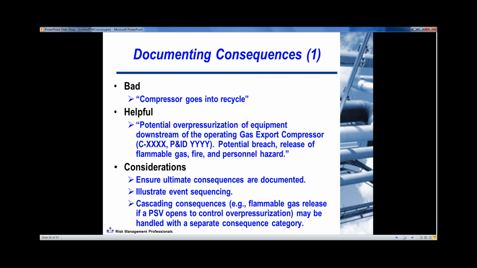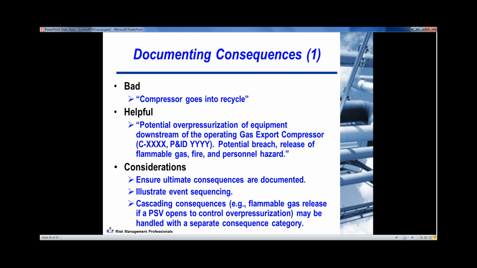So you want to drill down into how bad it can get, identifying the fact that if something has occurred to cause it to go into recycle, maybe it's an overpressurization concern. Identifying the specific piece of equipment, tag numbers, and P&ID references is also very helpful during the definition of the consequence, taking it to its extreme. Now, you don't have to go beyond the realms of physics. If the laws of physics prevent you from achieving a consequence, usually you can take credit for those. It's the active safeguards that you don't want to take credit for when defining the ultimate consequence.